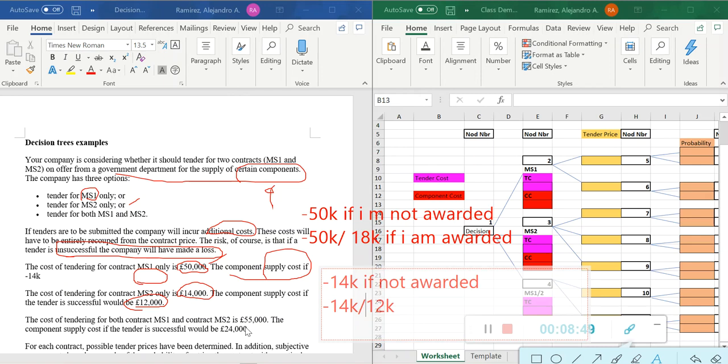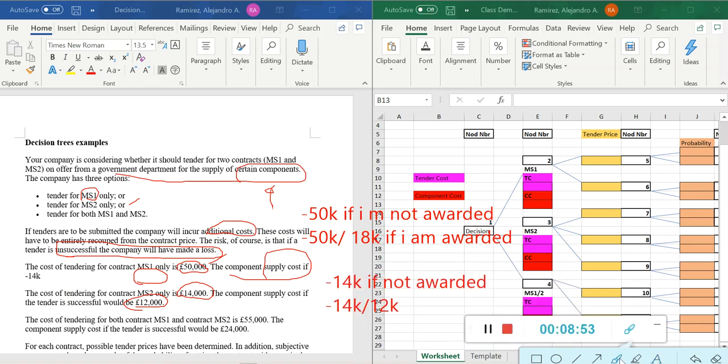If I want to apply for that, then I have to fork out first £15,000, and the component supply will be 24,000. This is the same thing.